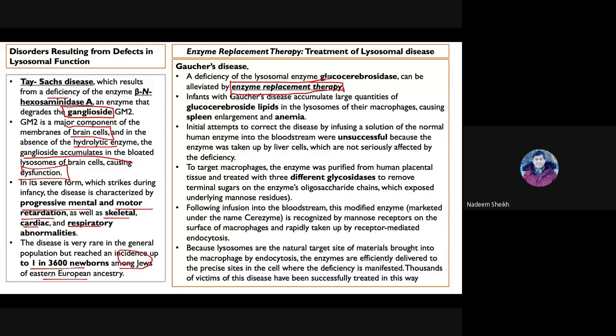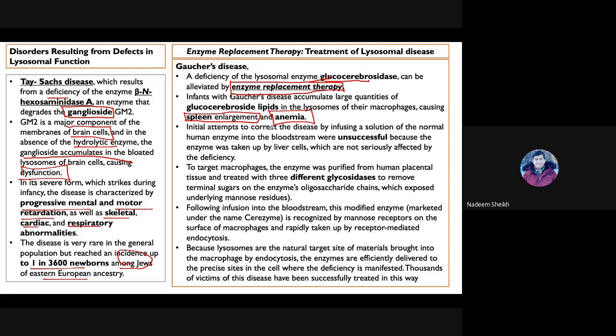For Gaucher disease, there is an enzyme which is glucocerebrosidase. When this enzyme is not available, it causes enlargement of the spleen. And as you know, the spleen is the site where red blood cells are recycled. If the spleen is not working well, then the person will suffer from anemia because of a low number of red blood cells. Now, if we try to provide this glucocerebrosidase enzyme, will there be any treatment or not?